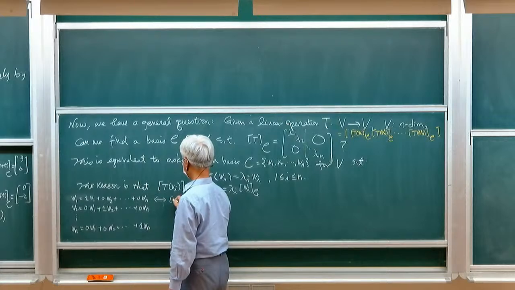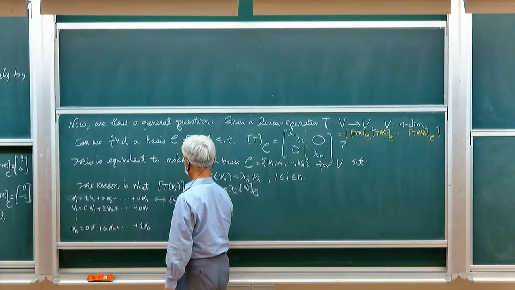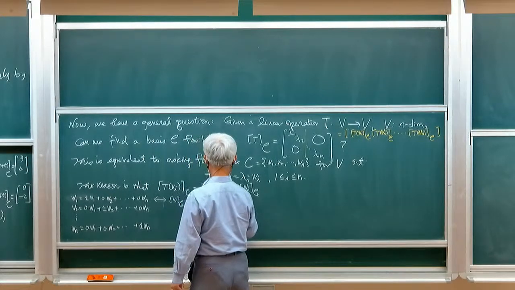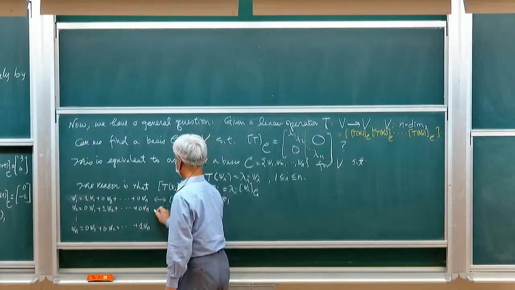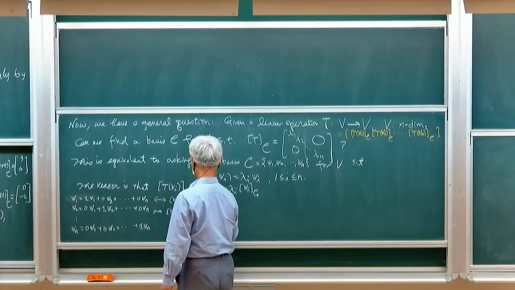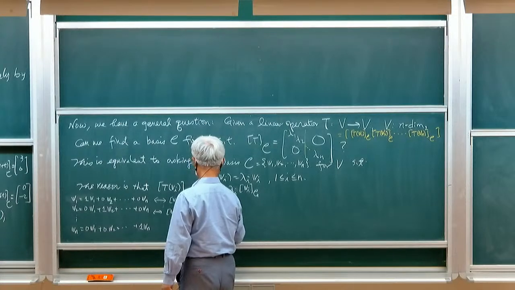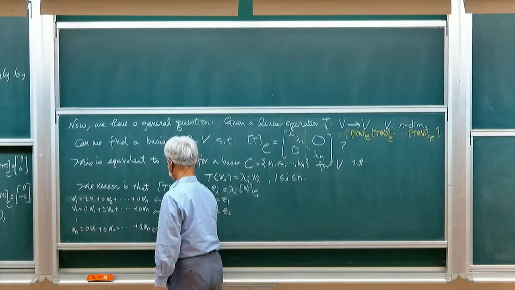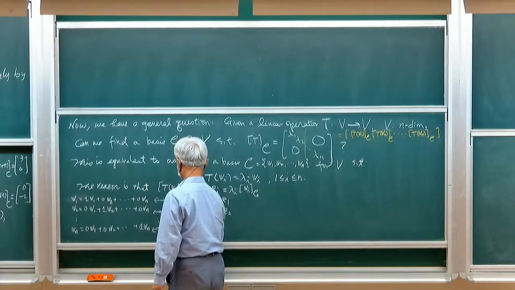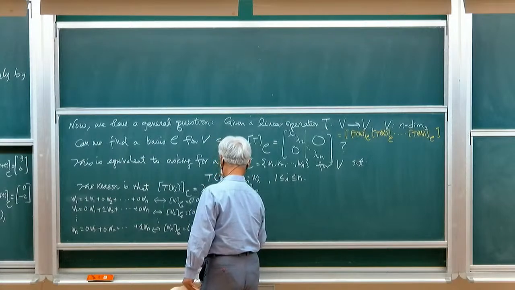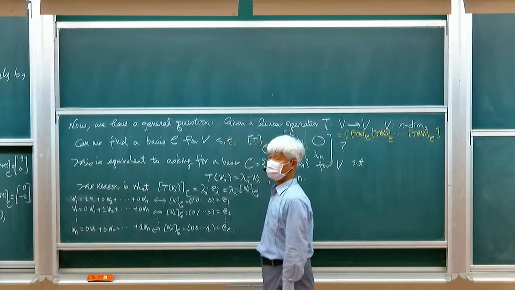So that the C coordinate of V1 is just (1, 0, ..., 0), which is E1. V2 gives (0, 1, ...), so this is E2. And Vn gives En. Okay?